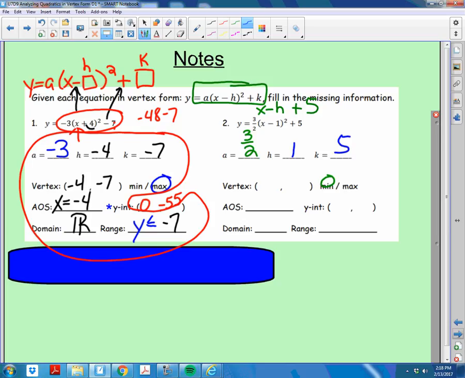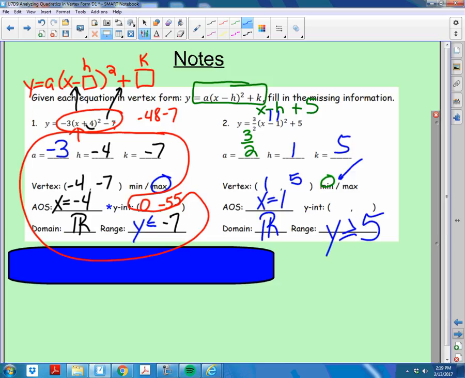Okay? So if you made that -1, then I want you to lock into your head, well, because the signs match, then it's just the number. And that was just 1. Okay? That makes our vertex 1, 5. Makes our axis of symmetry x equals 1. Makes our domain the real numbers. Makes our range, well, it's a minimum, so y is greater than or equal to 5.